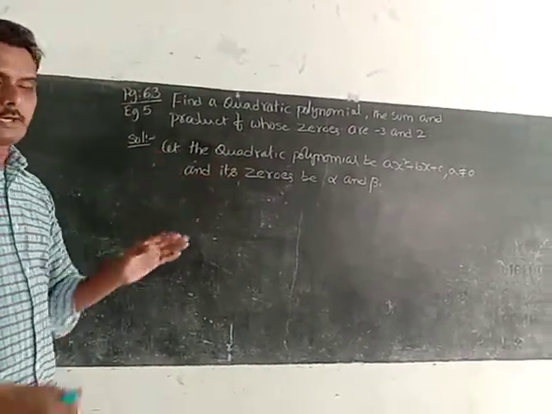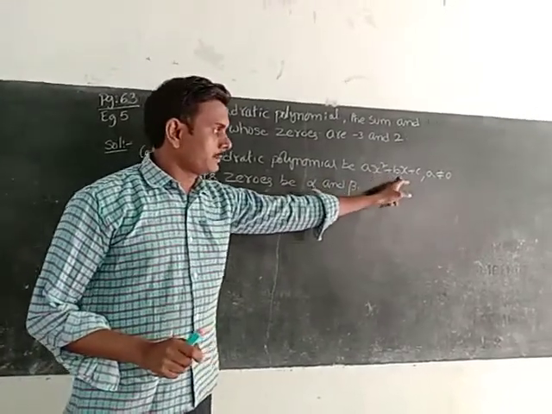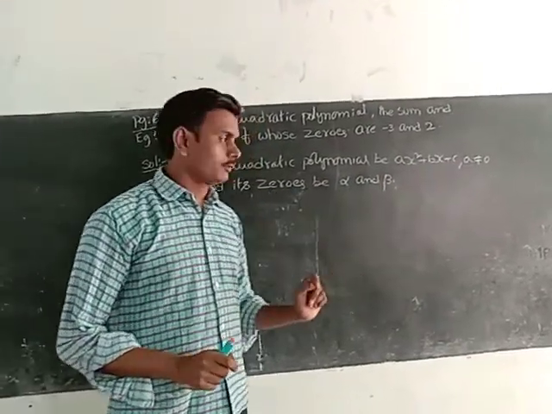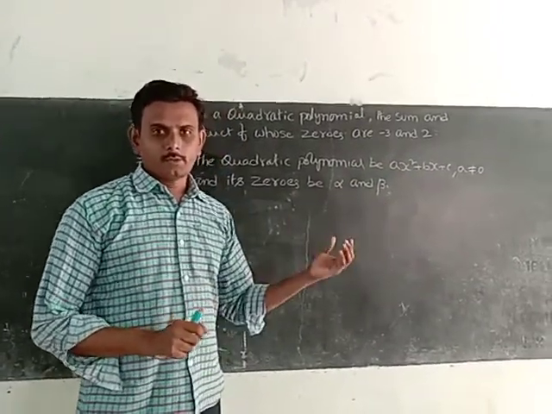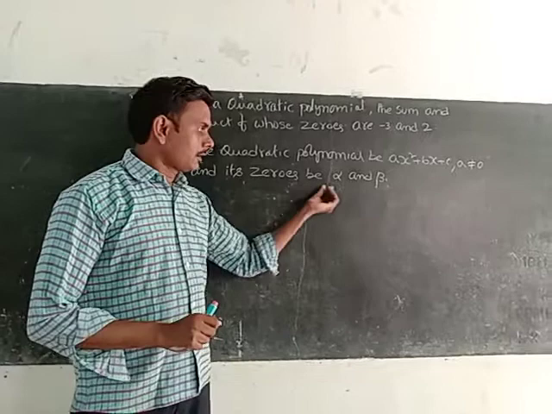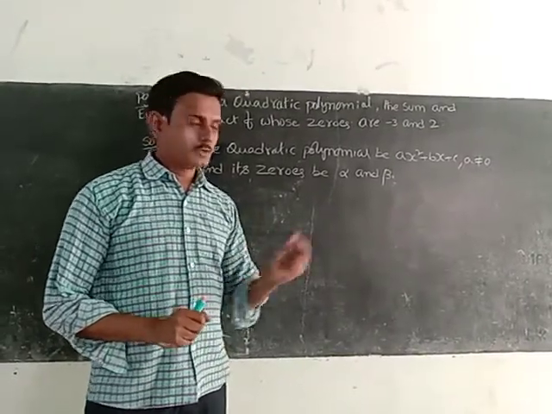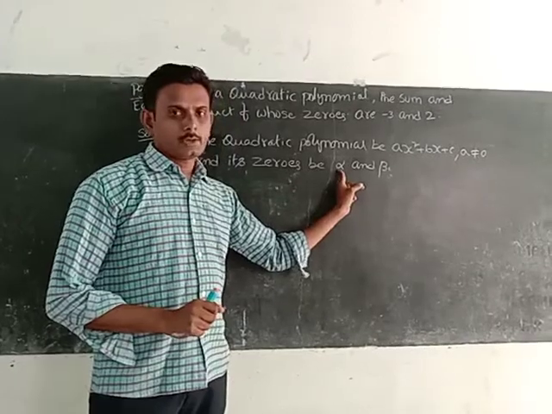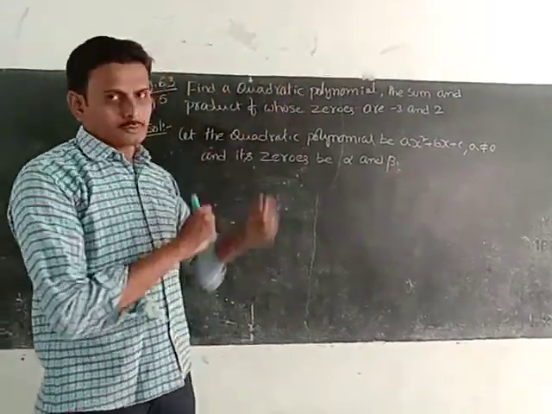Whenever you want to write a quadratic polynomial in general form, we write ax square plus bx plus c, where a is not equal to 0. For this polynomial, the zeros are alpha and beta. Quadratic polynomial means two zeros will be there. First zero we take as alpha, second zero we take as beta. Now we go for the question.